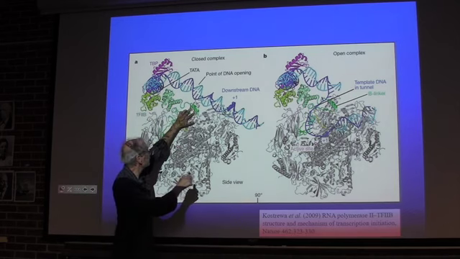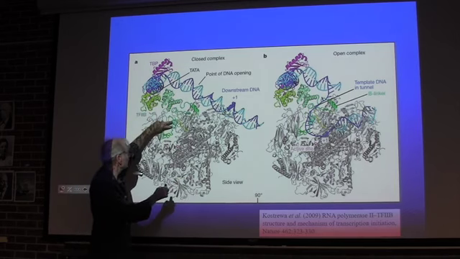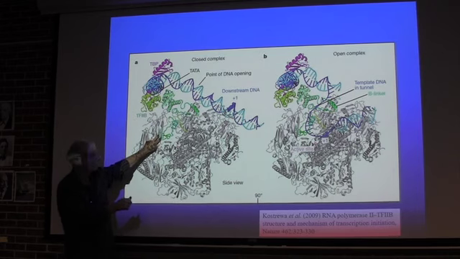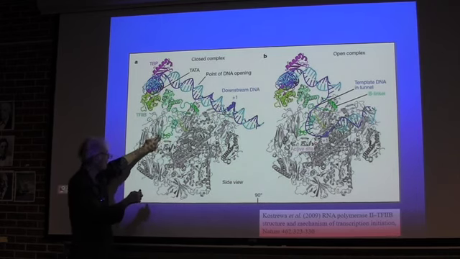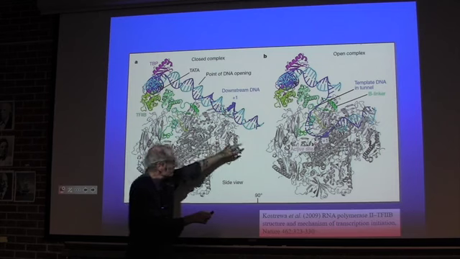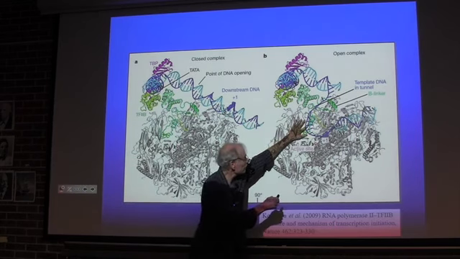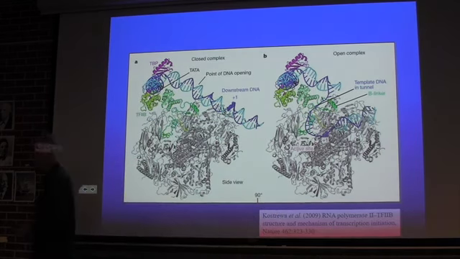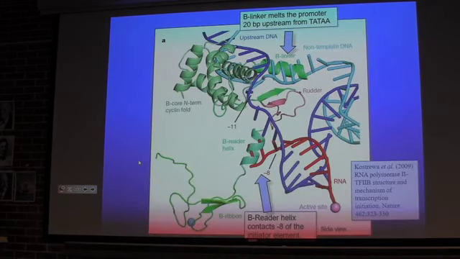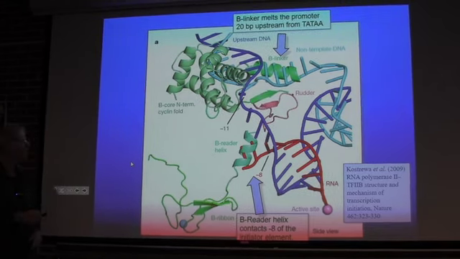The B linker, the B reader, the zinc ribbon. The zinc ribbon's attached to the wall of the polymerase. The B reader is going to be interacting with the nascent transcript as it grows and be responsible for that abortive cycling. Here you see even more deep. This might even be on exam. I don't know. I'm so forgetful.